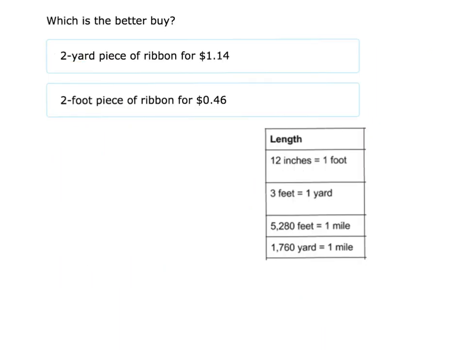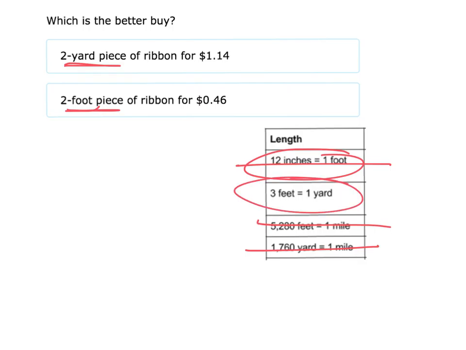Last one, also a linear measurement. So again, we're looking at feet versus yards. So we don't really need this and we don't really need this, but we do need these two. Well, actually, we don't need that either. We just need this one right here. In fact, this is the only one we need. The others can be ignored. So I'm asked to compare which is a better deal. I could buy a 2-yard piece for $1.14 or a 2-foot piece for 46 cents.